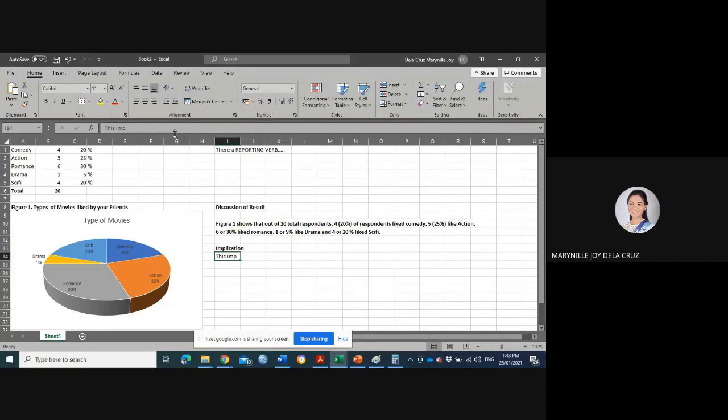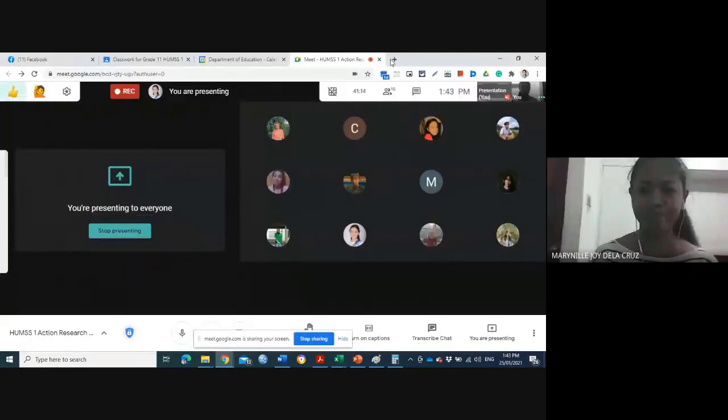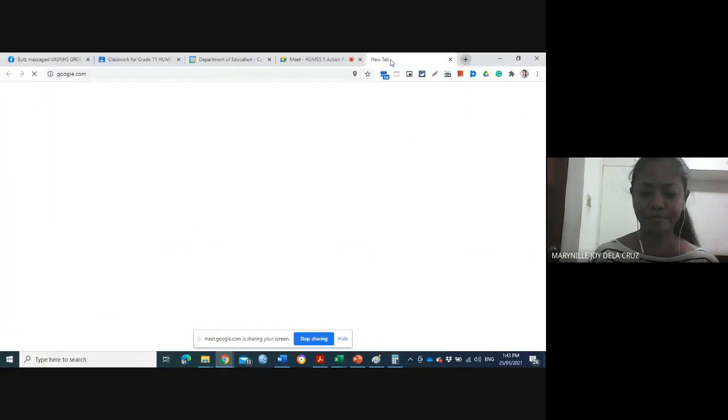Like this: implies, claim, shows, present, ano pa? Implicate, claim. Oh, there are so many more. Here are some examples of reporting verbs.